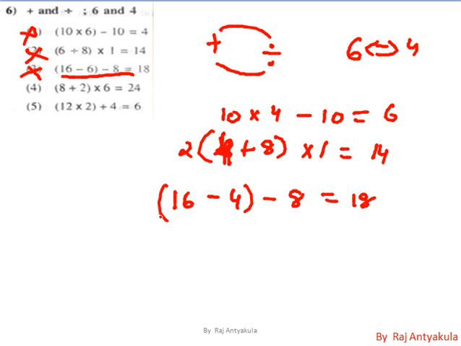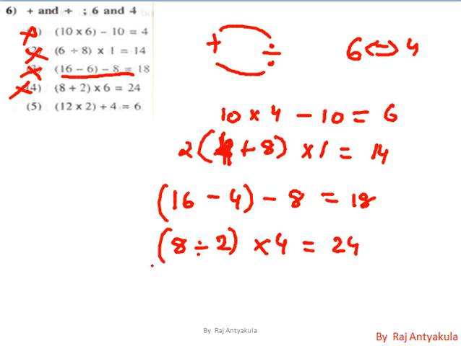Let us go for the fourth option. So 8 plus 2. So plus has to be replaced with divided by 2, and there is no condition on into. So write it as into, and 6 has to be replaced with 4, is it equal to 24. 8 divided by 2, 4. 4 into 4, 16, which is not equal to 24. So option 4 is ruled out.